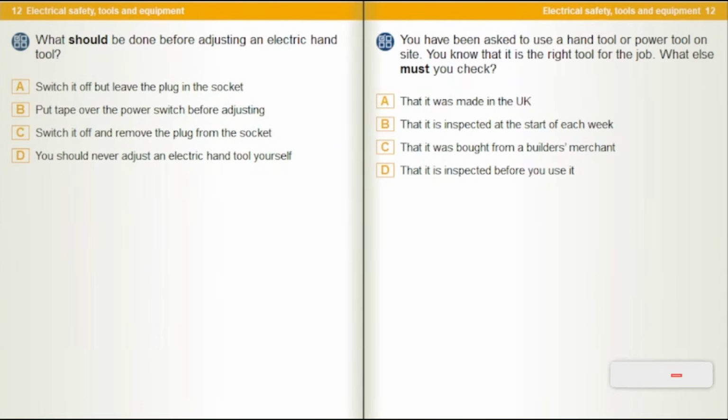What should be done before adjusting an electric hand tool? Switch it off, but leave the plug in the socket. Put tape over the power switch before adjusting. Switch it off and remove the plug from the socket. You should never adjust an electric hand tool yourself.